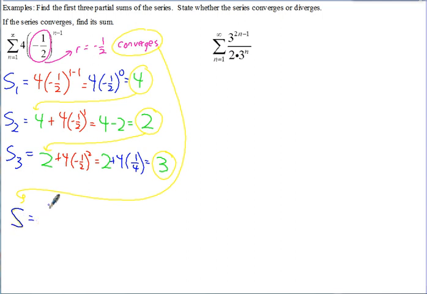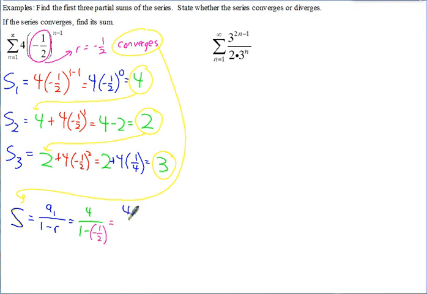It is the first term, a sub 1, over 1 minus r. When it converges, you can use that formula. We already found the first term, the same as the sum of the first term, which was 4. Right there. Over 1 minus r, we just figured out is negative 1/2. That's what we're multiplying by.